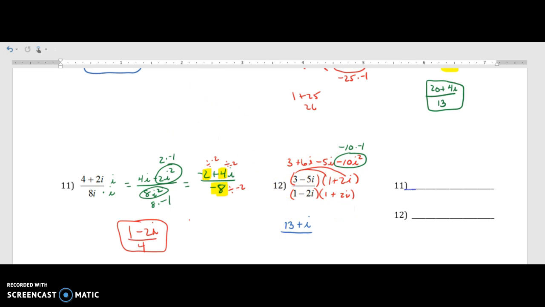All over my denominator now. 1 times 1 is 1. Negative 2i times 2i gives me minus 4i squared. But that becomes 1 plus 4, so it's all over 5. And there is our answer.